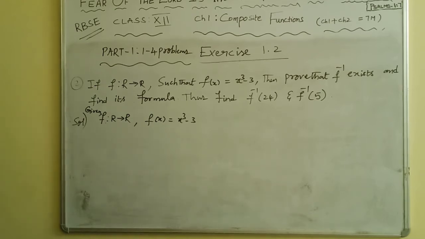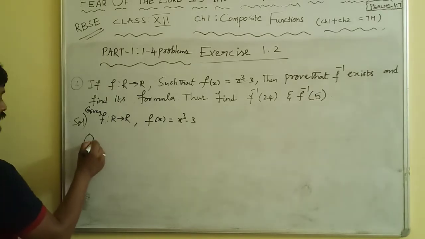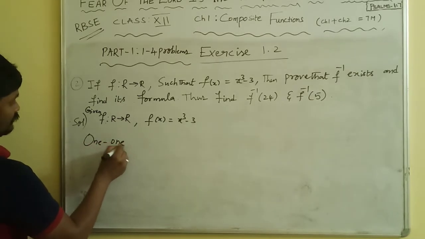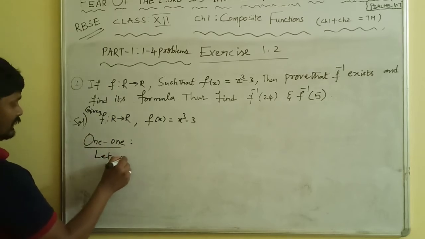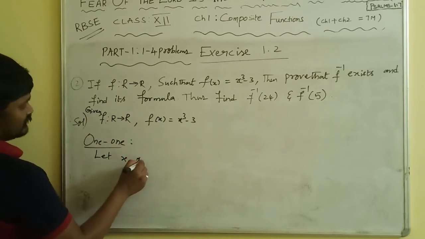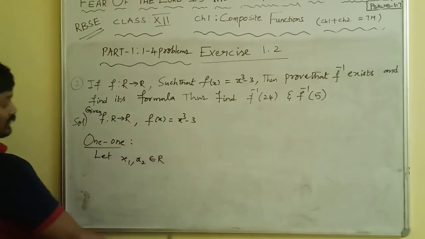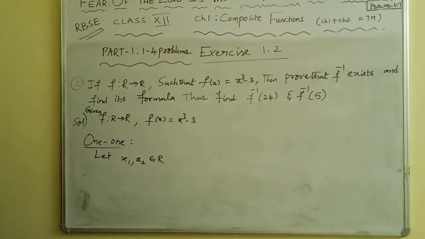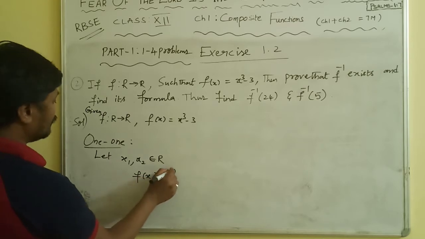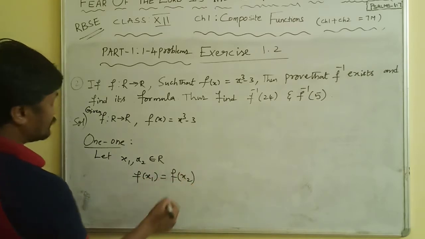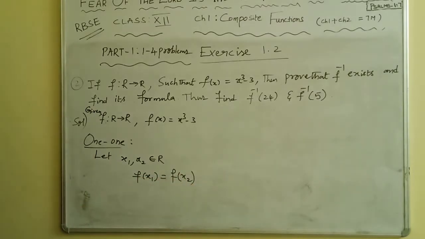So now, for one-to-one, what do we need to do? Let x1, x2 belong to R. Then what is our assumption? We can write f of x1 is equal to f of x2. At last we need to prove x1 is equal to x2. Then it is going to be a one-to-one function.